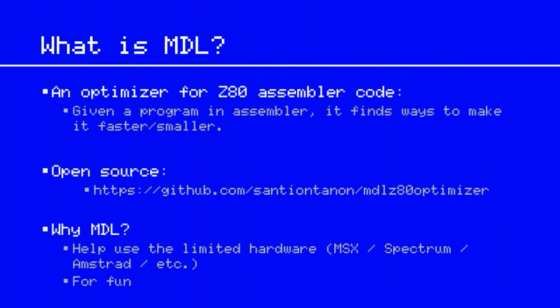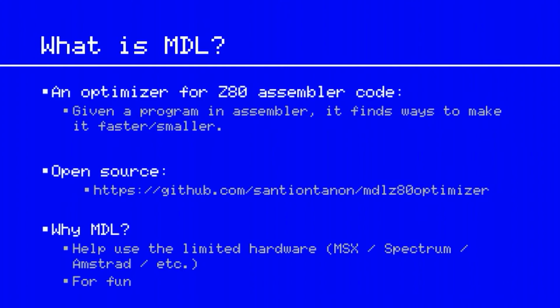You can, for example, ask MDL to give you suggestions if you don't want MDL to actually modify the code directly, and then you can implement those suggestions yourself. Or you can ask MDL to actually generate the assembler code already optimized. So you take assembler as input, and it generates another text file or text files with the same assembler code, but already optimized. And MDL is open source. You can find it on GitHub.